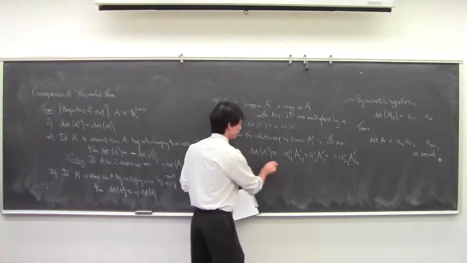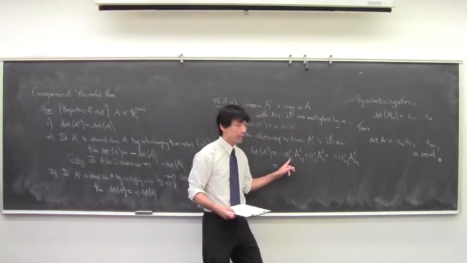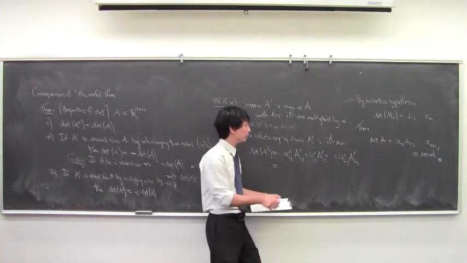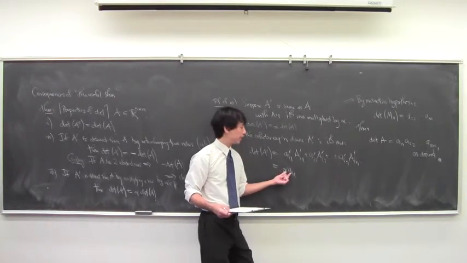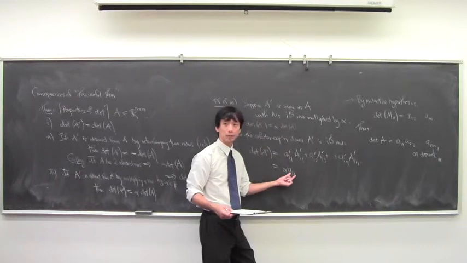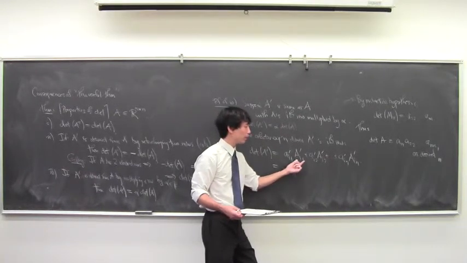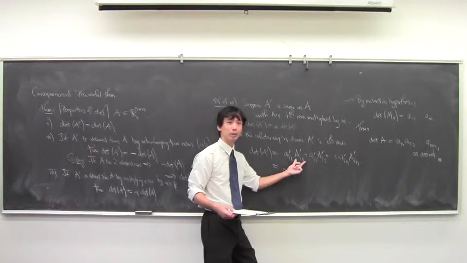Right? But AI1 prime is alpha AI1, right? It's the term from A multiplied by alpha. What's the cofactor AI1 prime? What's the relation between that and A's cofactor? It's the same, right?